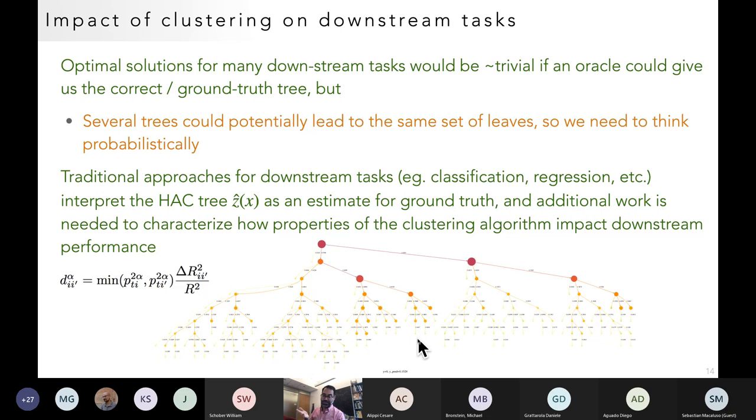But then, of course, people realized it's not the true tree. So you have to take that into account in some downstream process. Whatever the deficiencies are in this algorithm, you just pass them along to the downstream task. You incorporate that uncertainty, but it's not necessarily the optimal approach anymore, right? Okay, so hopefully this sets the setting.